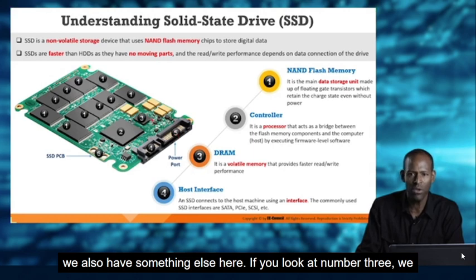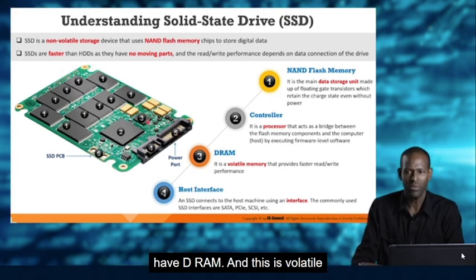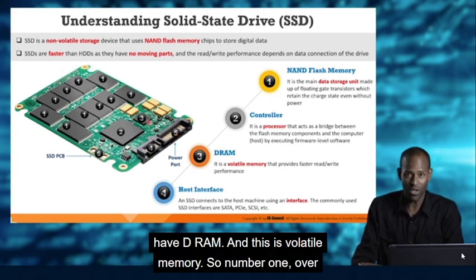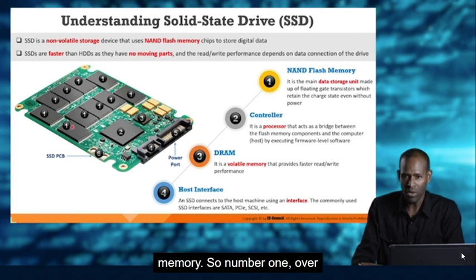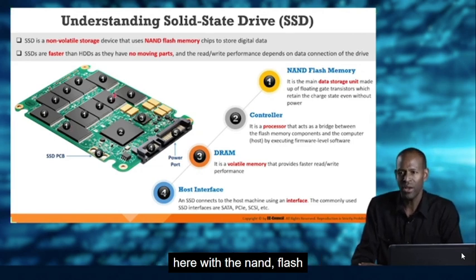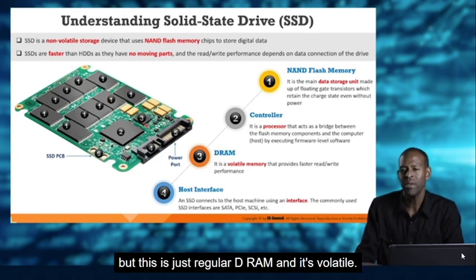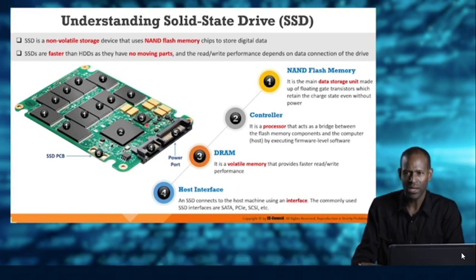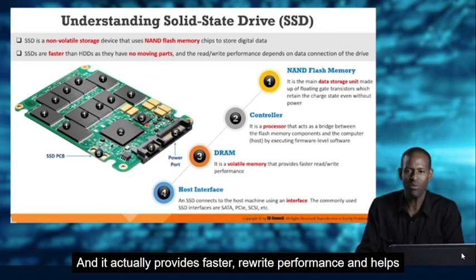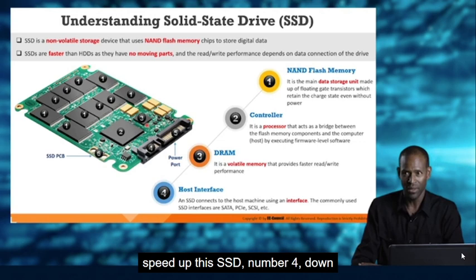If you look at number 3, we have DRAM. And this is volatile memory. So number 1 over here with the NAND flash memory and these floating gate transistors is non-volatile, but this is just regular DRAM, and it's volatile, and it actually provides faster read-write performance and helps speed up this SSD.